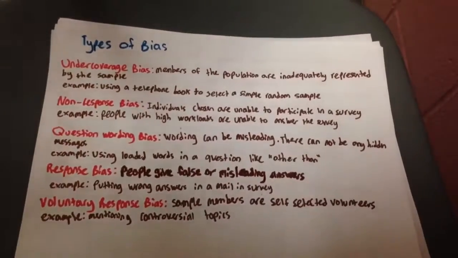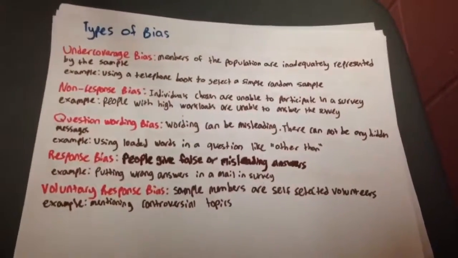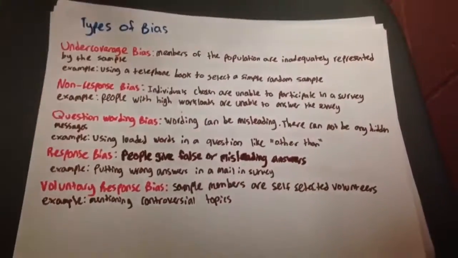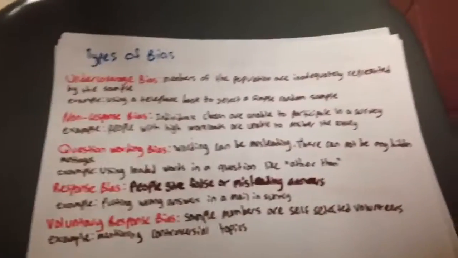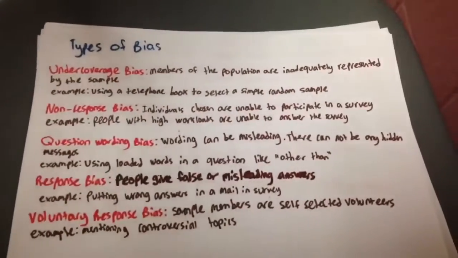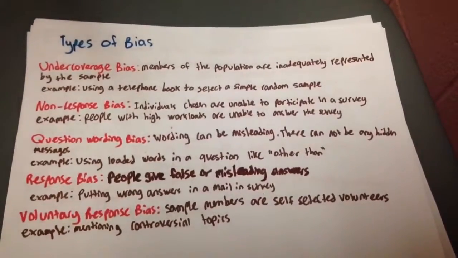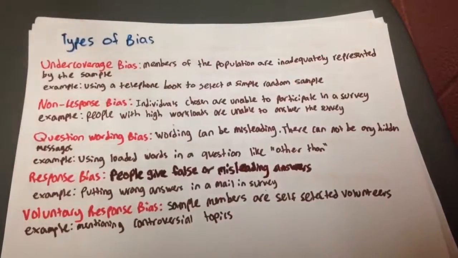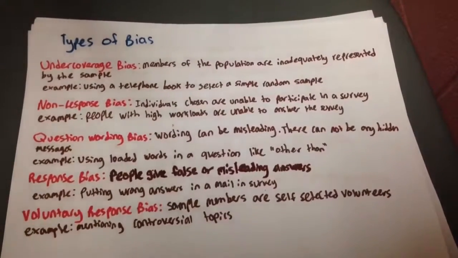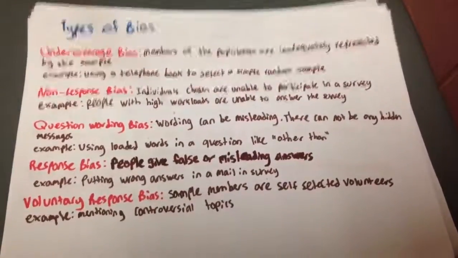Let's now look at the types of bias. The first is undercoverage bias. Members of the population are inadequately represented by the sample. Non-response bias. Individuals chosen are unable to participate in a survey. Question wording bias. Wording can be misleading. There cannot be any hidden messages. Response bias. People give false or misleading answers. Voluntary response bias. Sample members are self-selected volunteers.